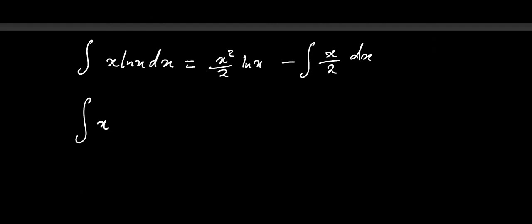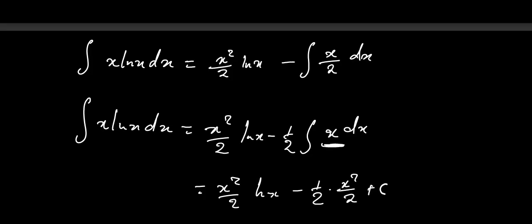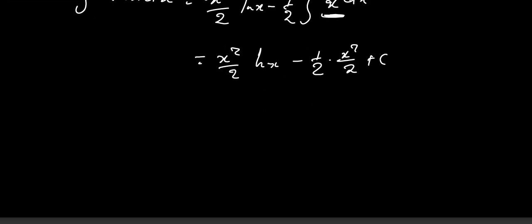And this is just going to be the same as x squared over 2 ln x minus half the integral of x dx. Then this will just become minus, this is a minus here, the integral of x is just x squared over 2. We add a c because this was an indefinite integral. There were no limits given. So you have x squared over 2 ln x minus x squared over 4, then plus a c.